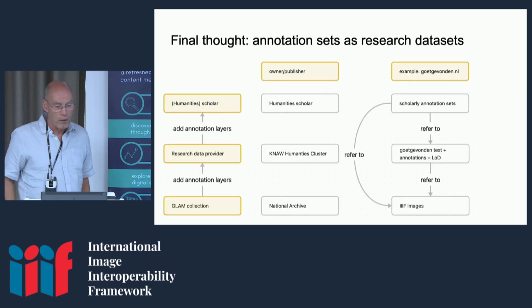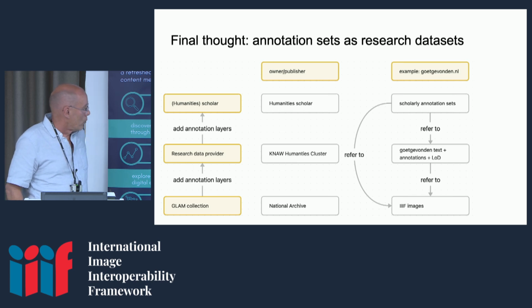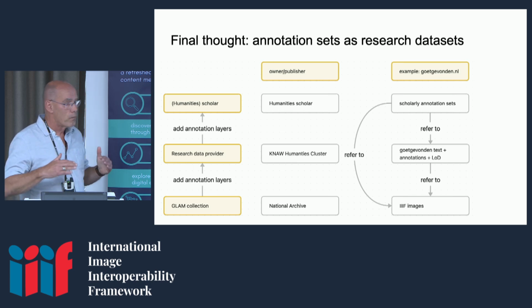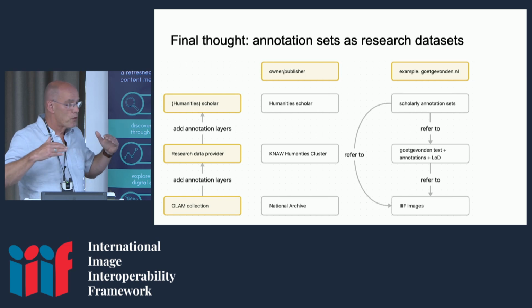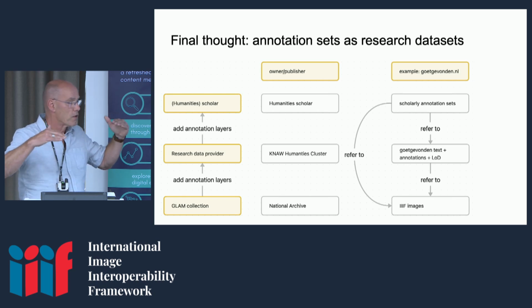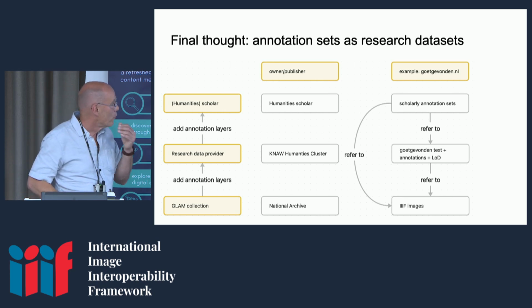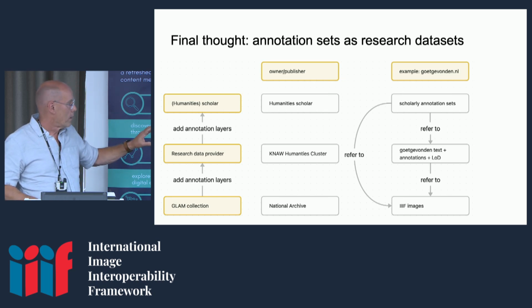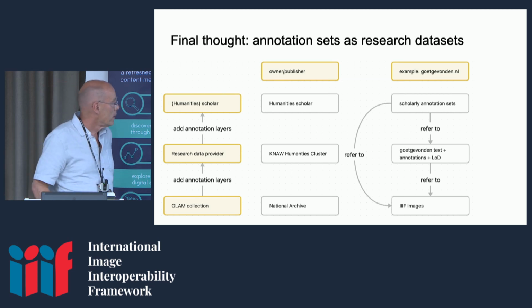And to conclude, my final slide, this is the vision that we are after. We have a model in mind where different groups of people each take responsibility for publication of layers of information stacked on top of each other. To make it more concrete, for this Goed Gevonden project, the National Archive is the provider of the images. And they should stay there, they are responsible for the publication, maintenance, etc., persistence.